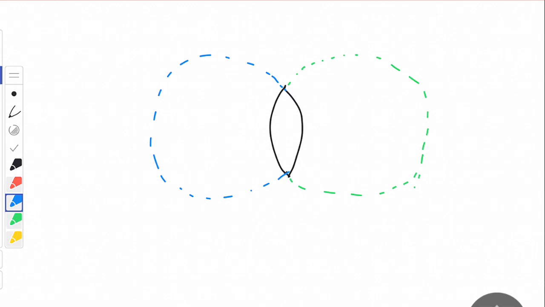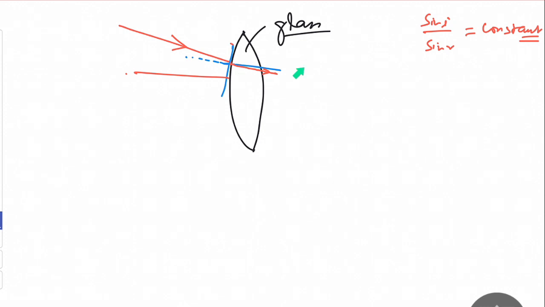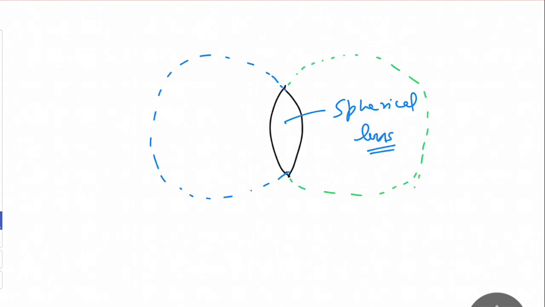Now next, I'll give you like 30 seconds. Please write this down, not much. I've hardly taught anything, just a very basic idea. Just show that when the light comes, it will bend. It will follow the same law, and both the surfaces are like part of a sphere. So we call it a spherical lens. After that, some more interesting stuff will happen.